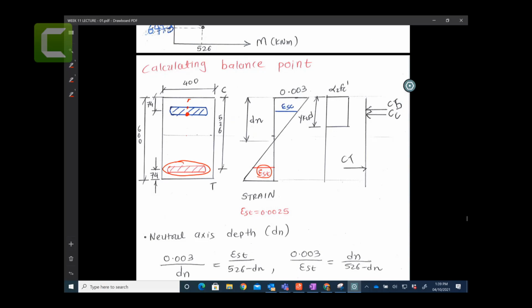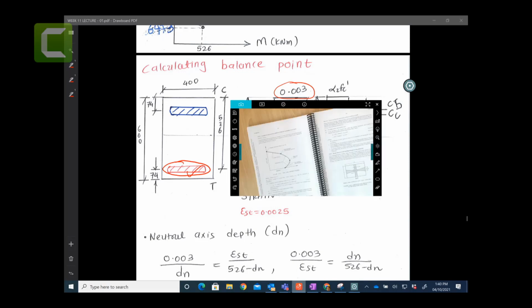Okay, so it's not load here. This is the pure axial load. If you apply the load in a way that on that load your steel will be at the yield, exactly 0.0025, and your concrete at 0.003, that is the balance. Meaning that, okay, this is the point.